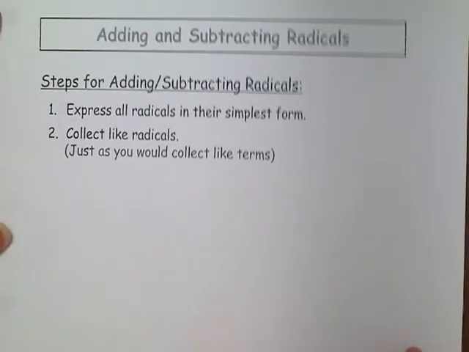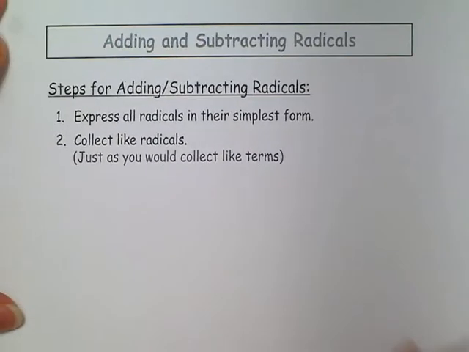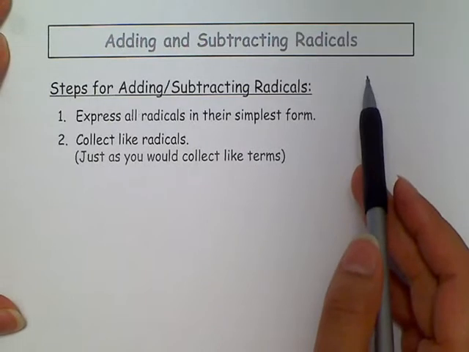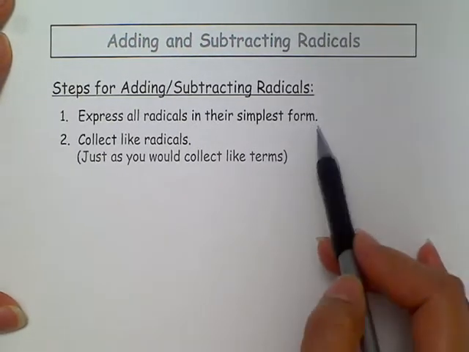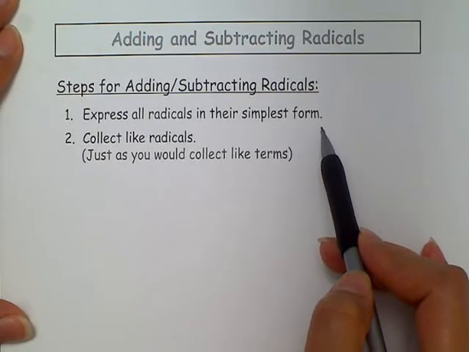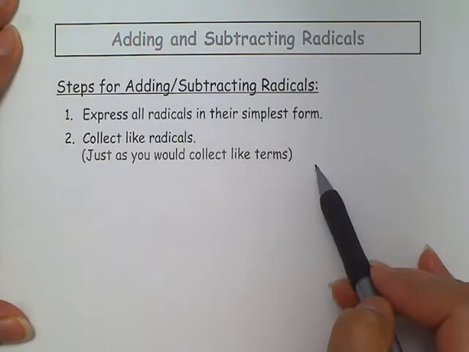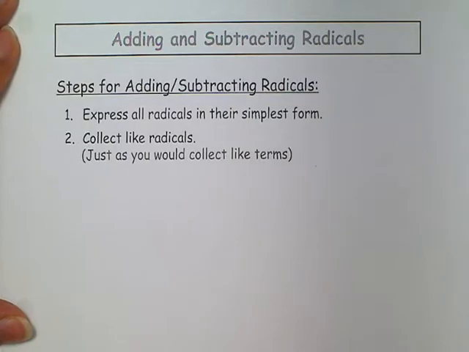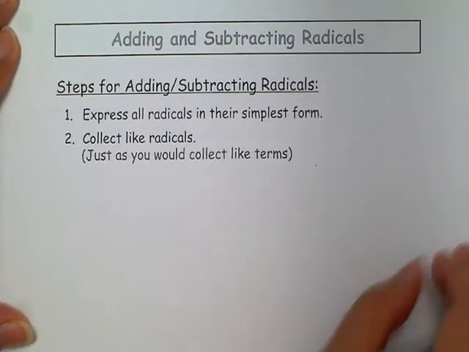Okay, so now that we know how to look out for like radicals, the steps you would take to add or subtract radicals is to first express all radicals in their simplest form. So you want to make sure you simplify the radical part. And then collect like radicals just like you would collect like terms. So let's take a look at some examples.